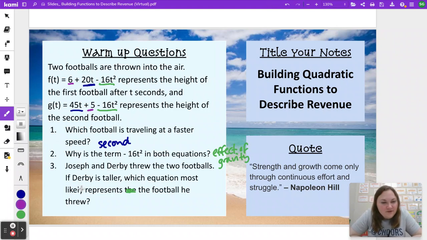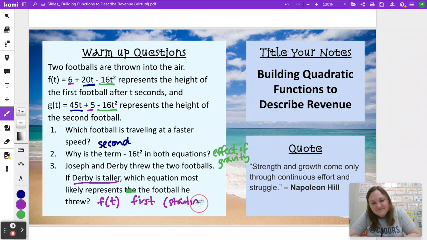And so here we're told that Derby is the one who's taller. And so if he's taller, it means his football is probably starting at a taller height. This first football is starting at a height of 6 feet. The second football is starting at a height of 5 feet. And so Derby's football is most likely the one in that first equation, the f of t equation, or our first equation. We know that because it is starting at a height of 6 feet.